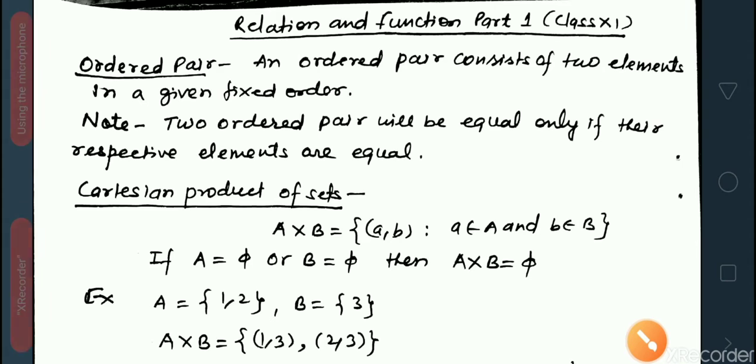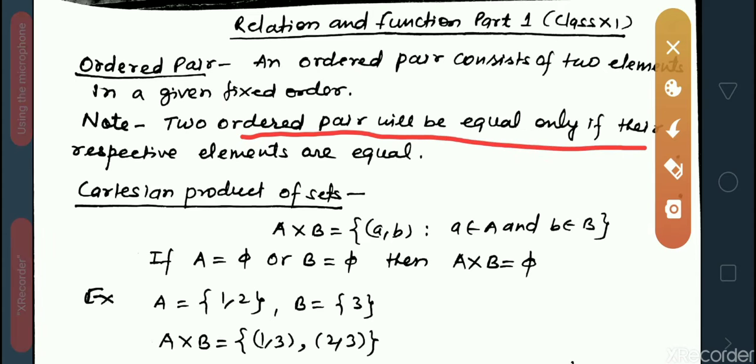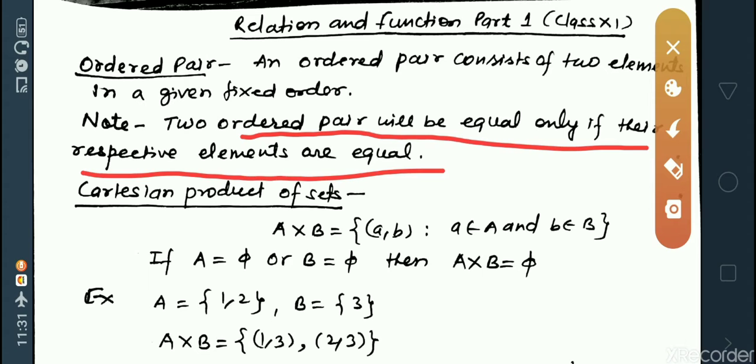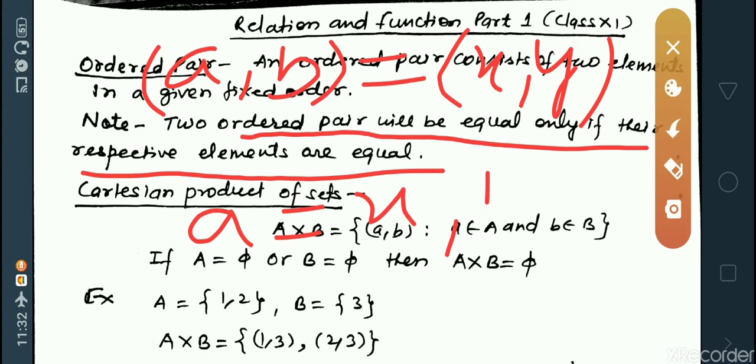Now there is a note: two ordered pairs will be equal only if their respective elements are equal. It means if A comma B is equal to x comma y, then we must have A is equal to x and B is equal to y, otherwise these pairs will not be equal.